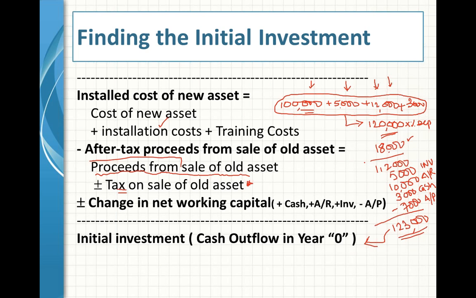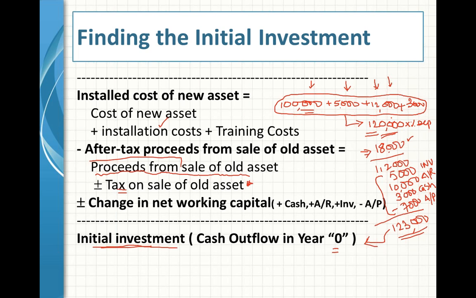Remember again, you will have three calculations. One is what is the total amount required for the new asset, what amount you received from the disposal of the old asset, and what is the change in working capital. The combination of all these three items will give you the initial investment, that is the cash outflow during year 0. Remember again, this calculation involves three different calculations. It is a sum of three different calculations.